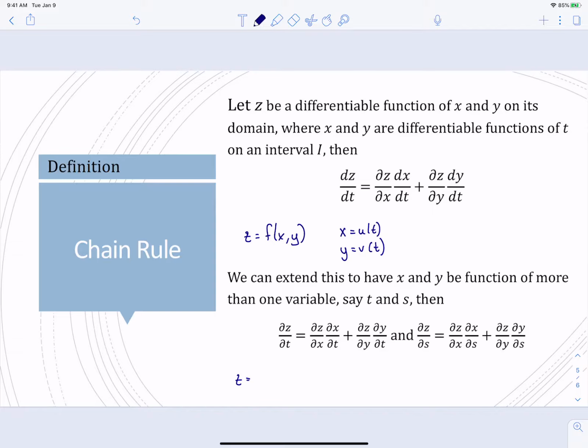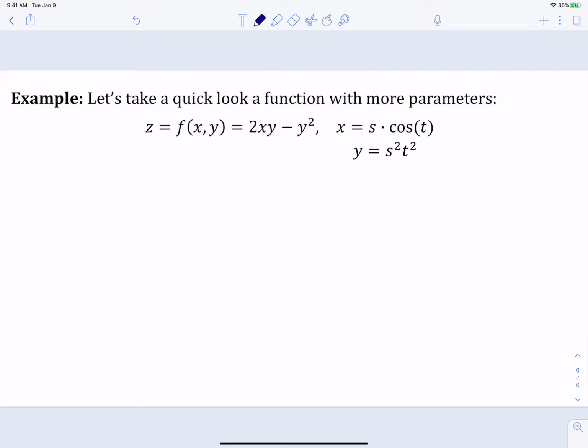So we could have z as some function f of x, y, and x can be some function, maybe we'll call it u, of s and t, and y is also some function of s and t. Again, what this does is just give us more paths that we can take. We may want to define more and different kinds of paths on our function, and that's what these things are doing. So let's take a quick look at what this looks like when we have more parameters. We've got z equal to 2x minus y squared, but then x is a function of s and t.